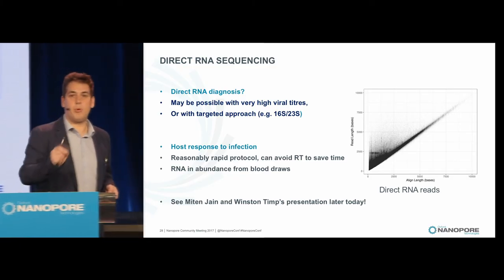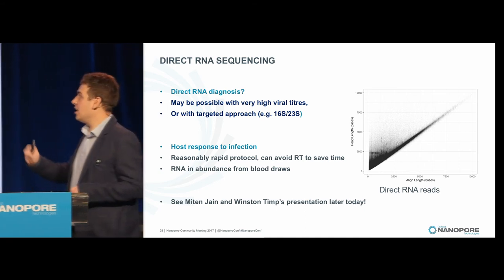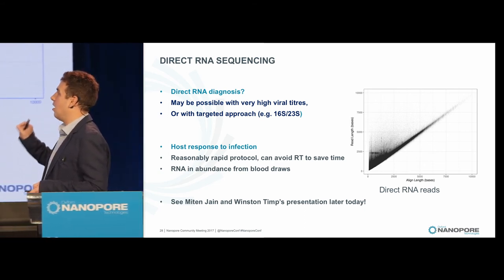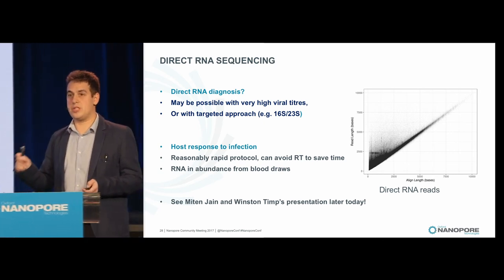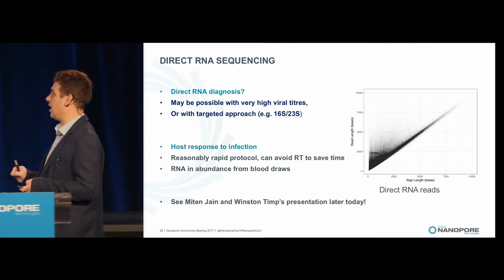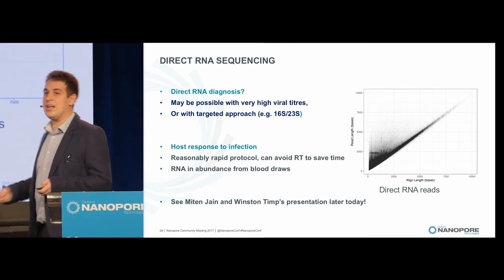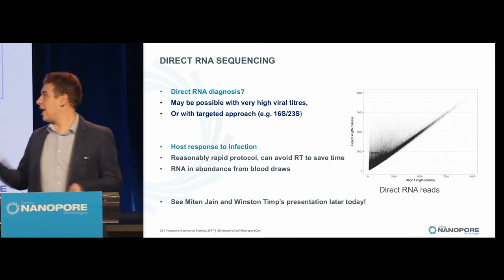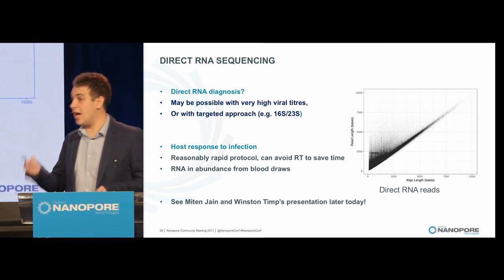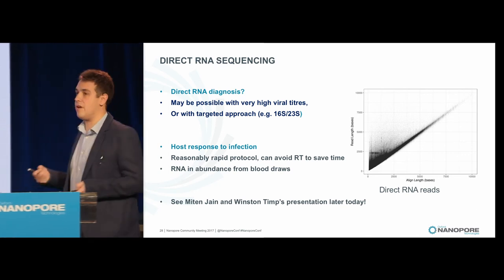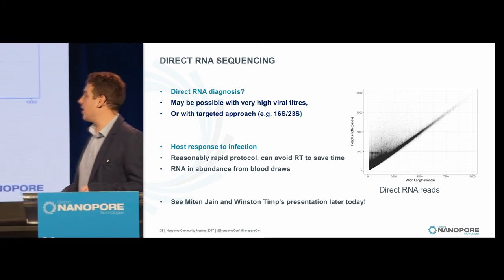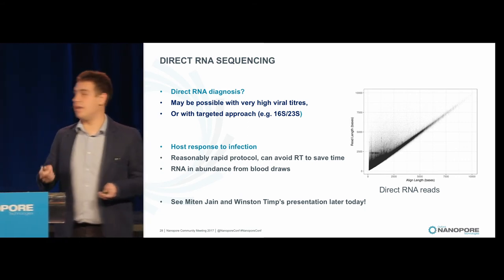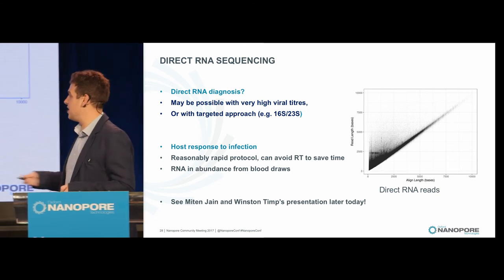So I'm going to finish there. I didn't really talk about direct RNA sequencing, but that's maybe an important aspect of this idea. Direct RNA diagnosis of pathogens, either targeted or untargeted, that may well have worked with Ebola with those high viral titers. It probably wouldn't have worked with Zika. But I think the other interesting thing is we can get lots of RNA from human cells. Can we get a host response signature as part of our standard diagnosis? And I think that's a very interesting idea that we want to pursue. So we've done some work as part of a collaboration, a consortium on direct RNA, and so Mitch and Jane and Winston Timp are going to present that later on.